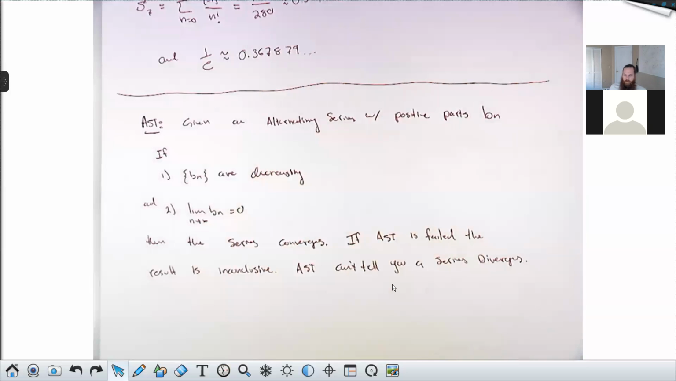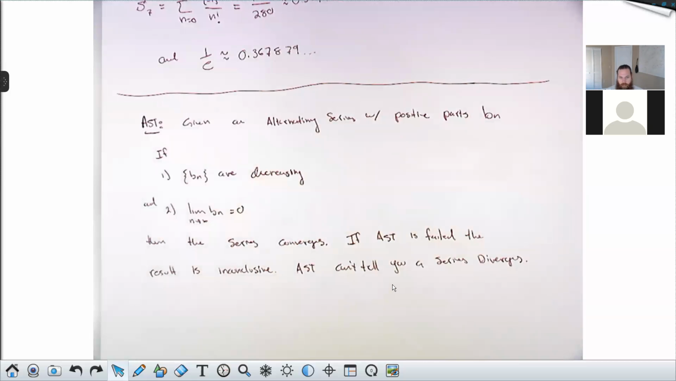Failing AST is inconclusive. So if your series fails the alternating series test, either this isn't true or this isn't true, then you need to move to something else. You need to try some other test. Now the comparison tests won't work because these are not series of positive terms.